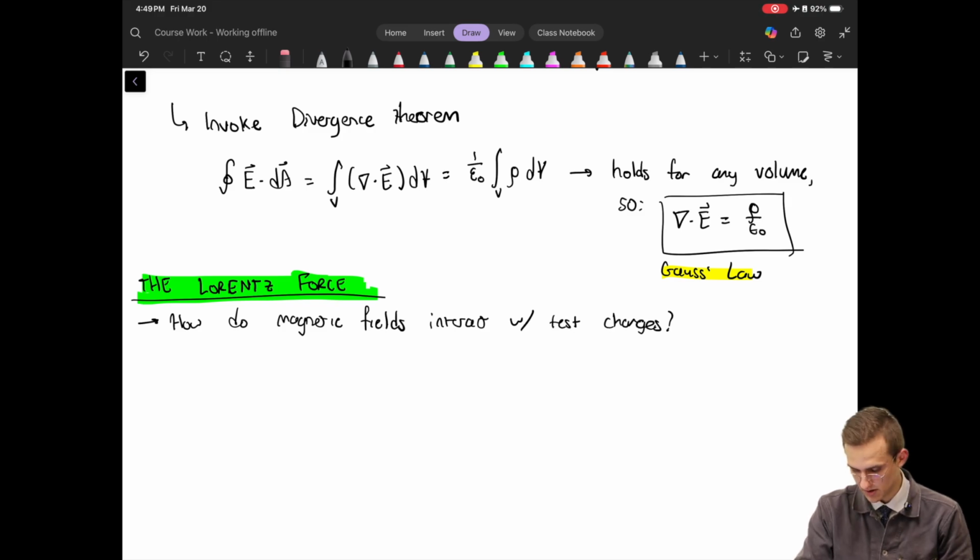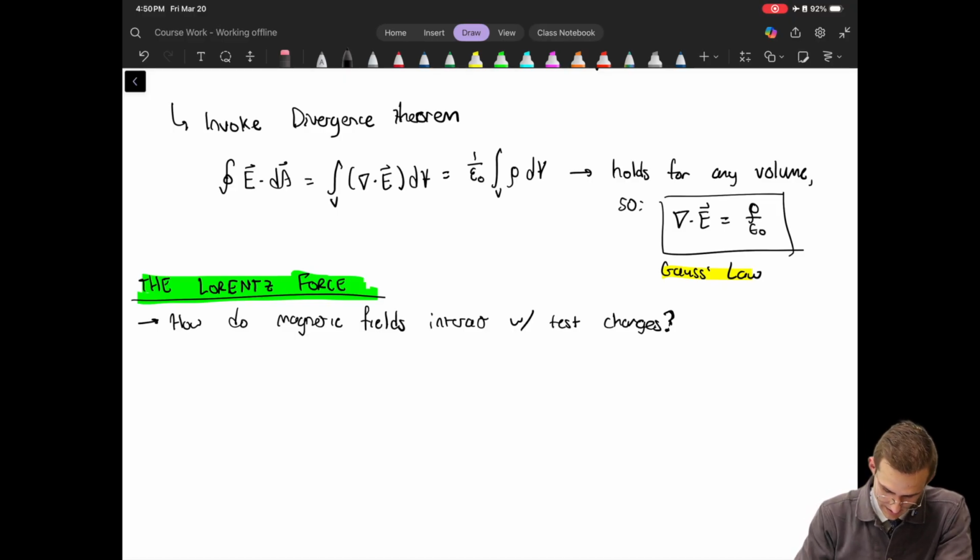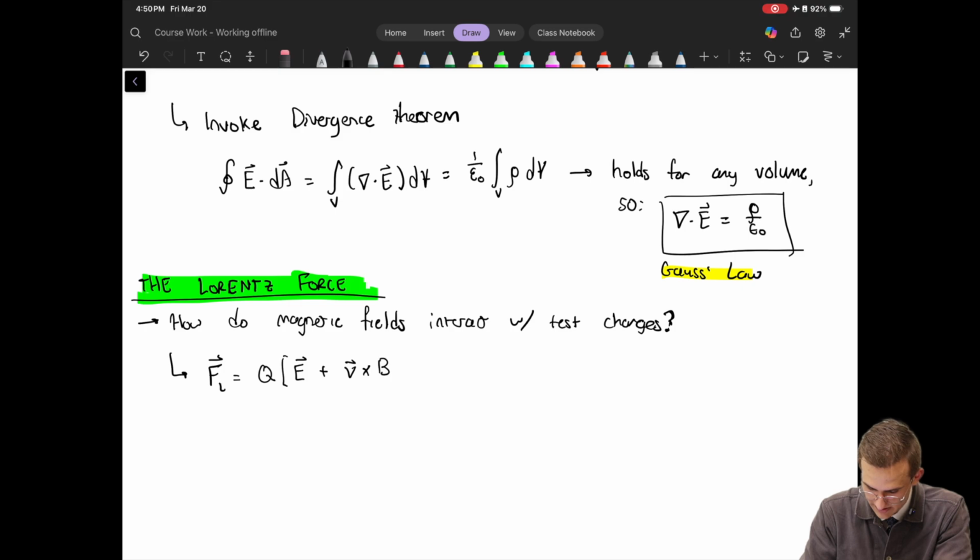Right, so we know what's happening with a static electric field, but what about magnetic fields? The answer to that question, of course, is the Lorentz force. So the force that the test charge feels is Q times E, where Q is the magnitude of the test charge and E is the electric field we've already discussed, plus v cross B.